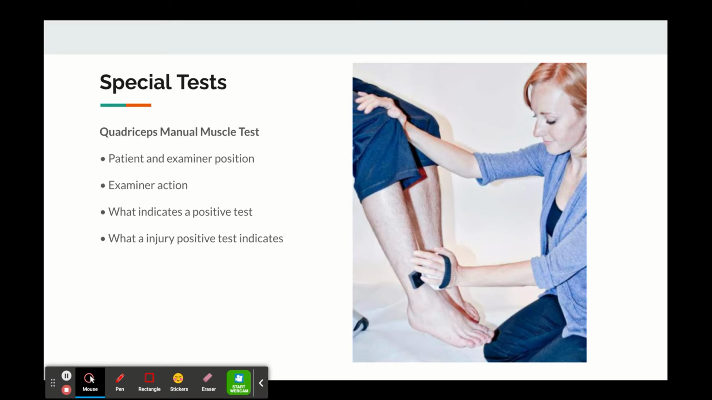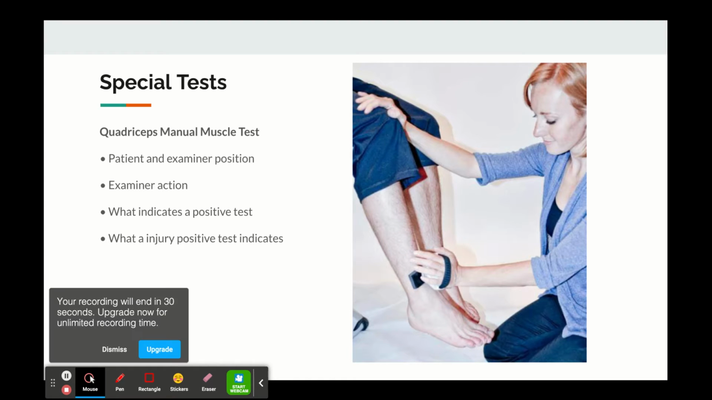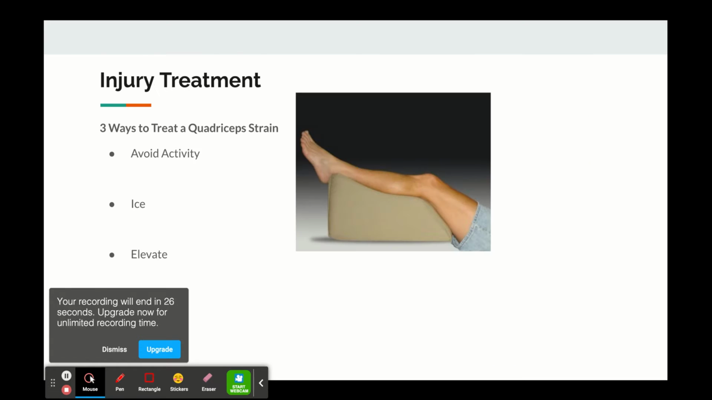What indicates a positive test? A negative test shows full extension of the knee and no weakness or restraints. A positive test indicates weakness or restriction when extending the knee, which suggests a strain. Okay, and lastly, injury treatment.